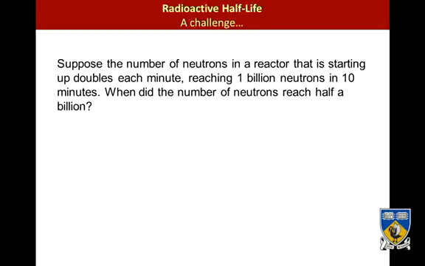Now this is slightly different. I've put the question in another way. We've got a doubling time, but it's the same concept. So here we are, the number of neutrons in a reactor starting up doubles each minute. So each minute, from one minute to the next, you double the number of neutrons. It reaches 1 billion neutrons in 10 minutes. When did the number of neutrons reach 500 million? I haven't got an A, B, C, or D there, so: 5 minutes, 6 minutes after the reactor starts, 8 minutes, 9 minutes, 0 minutes, 1 minute.